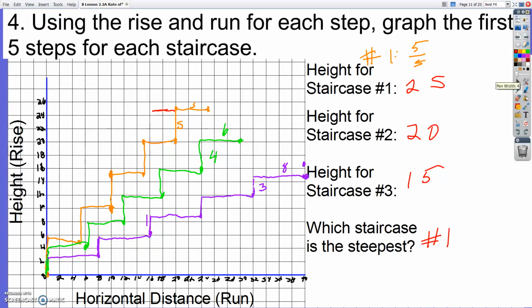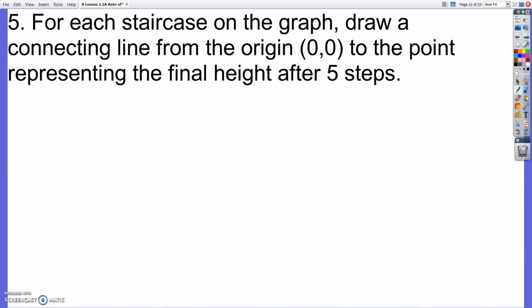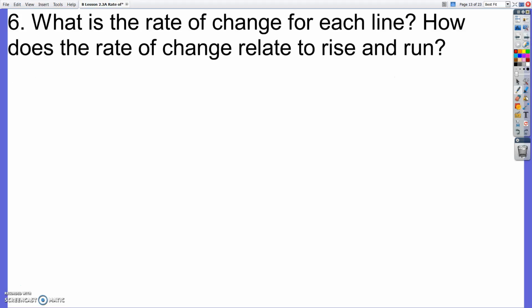There's actually a mistake that I did here. So if you look at your previous one, this staircase 2 was purple. Staircase 2 had a height of 15, while staircase 3 had a height of 20. Sorry about that. Okay, so let's go ahead and jump right into it.